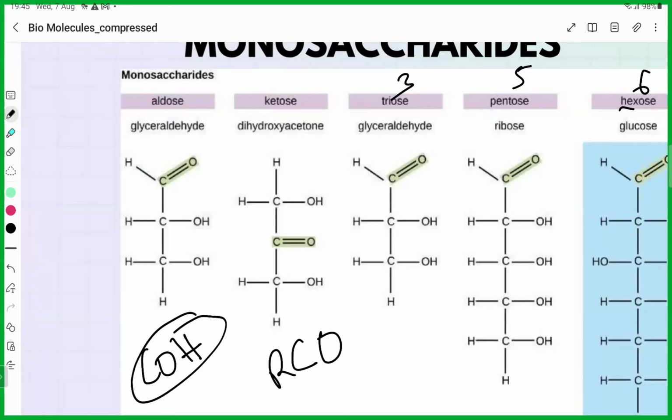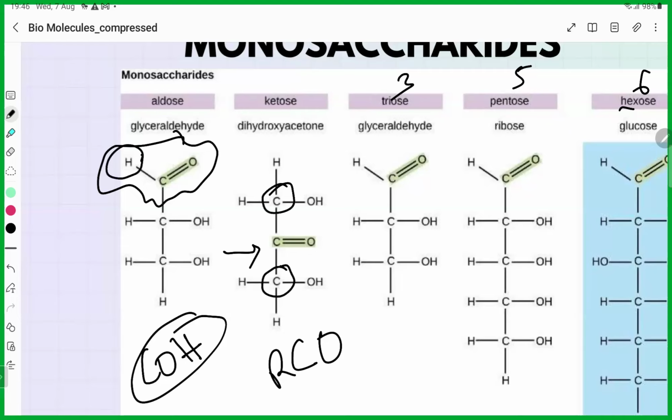So usually aldoses come on the ends, on the top end. However, ketones come from the inside. And this is the way to be able to differentiate. Why? Because on the ends, always we have a hydrogen atom. However, in the inside, we always have an R. We always have a carbon, you know? So that's why.